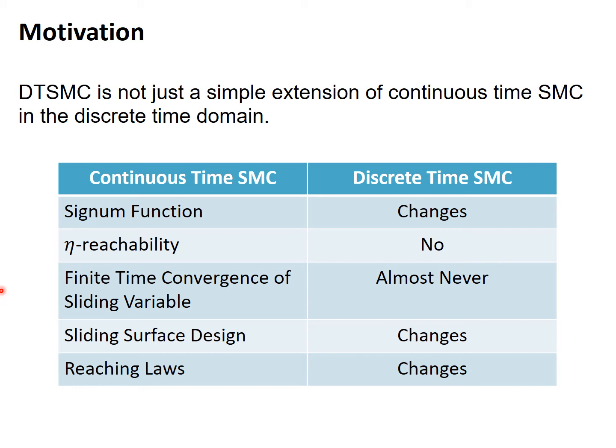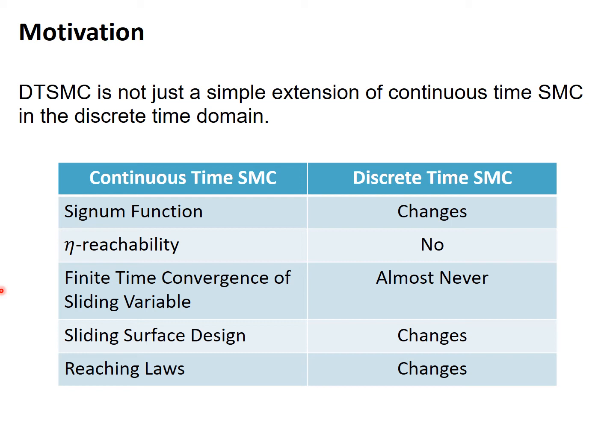In continuous time sliding mode control, there is this concept of eta reachability. In discrete time there is no such concept of eta reachability. In continuous time we have finite time convergence of the sliding variable. In discrete time we almost never have this. Almost never, why I say, I will just show you. There is some possibility, but those are very stringent possibilities. So normally it doesn't happen.